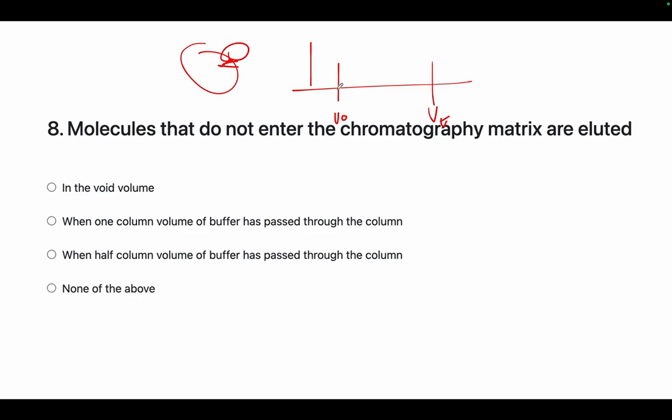So they will elute here at the void volume. This will be everything which is bigger than the exclusion limit of our column. It will not be after 1 CV, right? After 1 CV, we should not be getting any elution. And when half column volume of buffer has passed, that is already beyond the void volume, right? Remember, void volume is about 1/3 of VT.